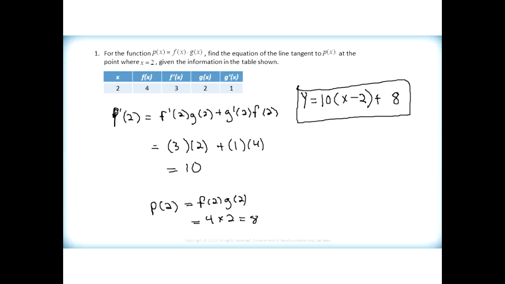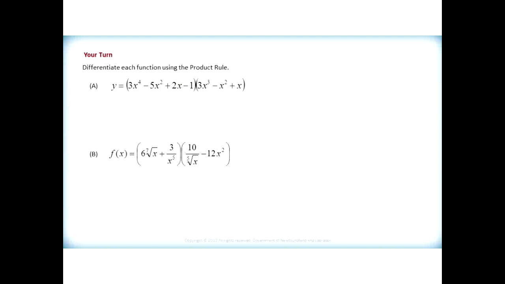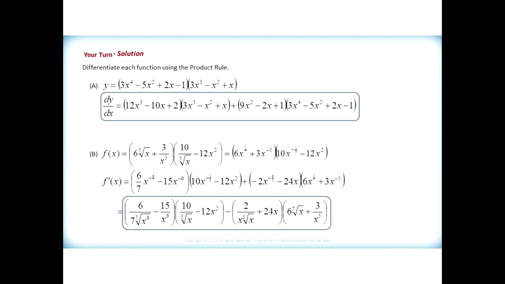Okay, so here is the your turn question. More of those complicated derivatives to use with product rule. You can take some time and work all those out. And if you want to check your answers now, I'll flip to the solution. So here's the solution for all that stuff with some minor simplifications to make it look not so ugly.